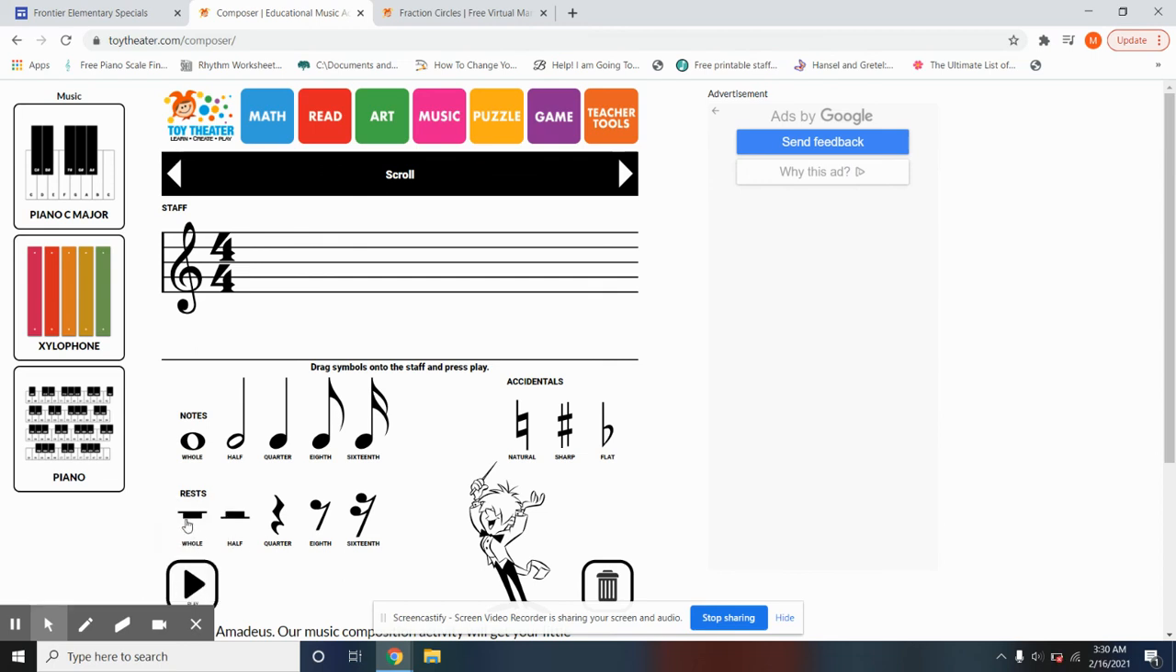You can also use the whole, half, eighth, and 16th rests, as well as these weird guys over here, natural, sharp, and flat symbols, to create your very own unique pieces of music that you can listen to. Have fun, guys. Can't wait to hear about all the things you created.